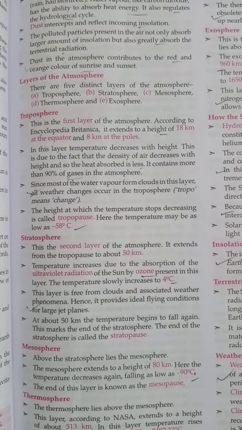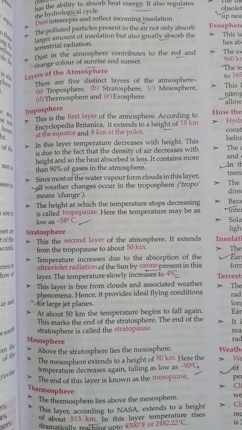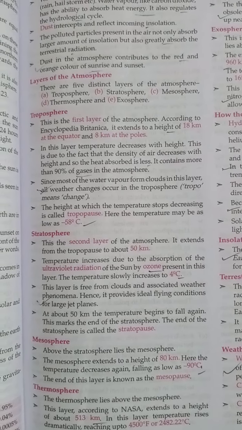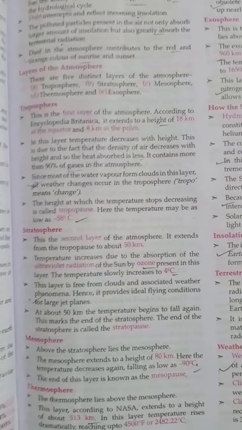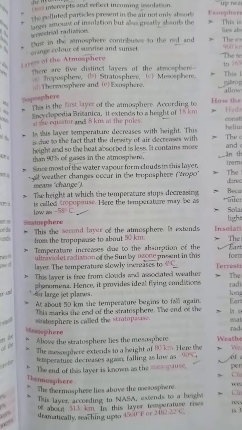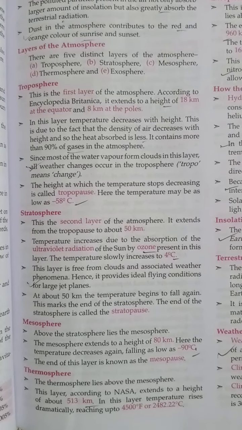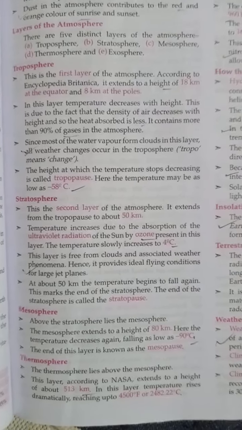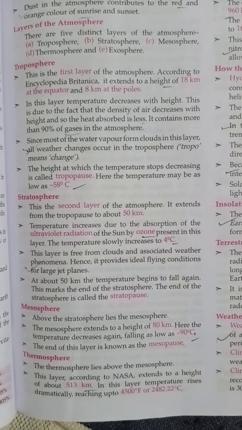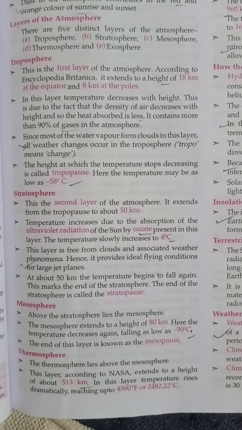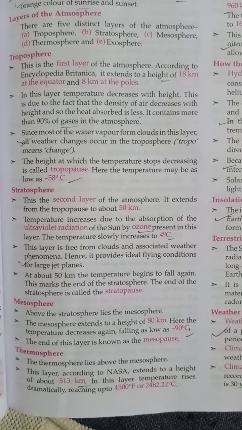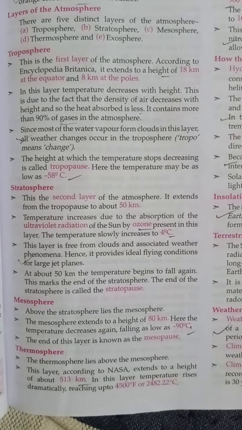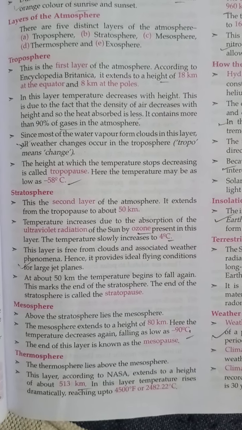This is due to the fact that the density of air decreases with height and so the heat absorbed is less. It contains more than 90% of gases in the atmosphere. Since most of the water vapor forms clouds in this layer, all weather changes occur in the troposphere. Tropo means change. The height at which the temperature stops decreasing is called tropopause, where the temperature may be as low as minus 58 degrees Celsius.